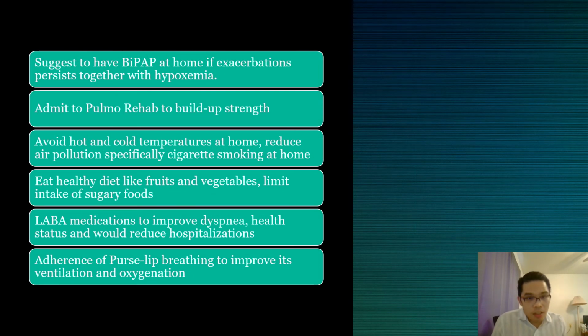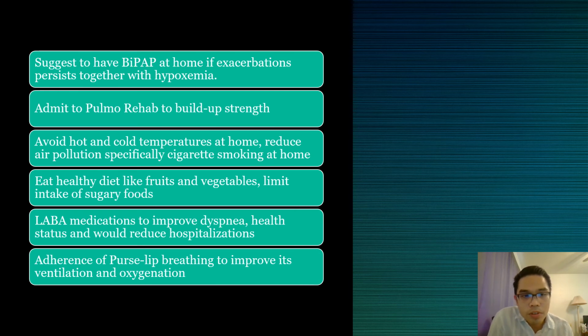So moving on, one of the things that I can suggest to this patient is to have BiPAP at home if the patient would persist to show any signs of hypoxemia, such as distress, diaphoresis, or cyanosis. So just recommend it to the patient, or if not, we can also give them home oxygen, maybe about 2 to 3 liters. We don't give them too much oxygen because it would lead to too much carbon dioxide, especially, we don't allow that in COPD patients.